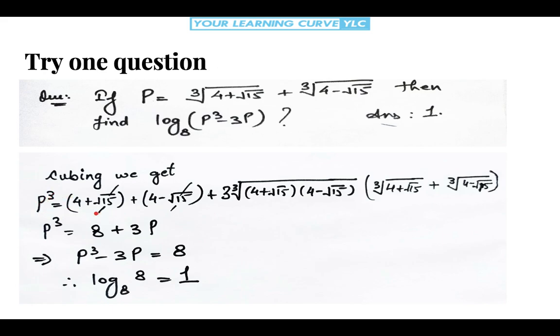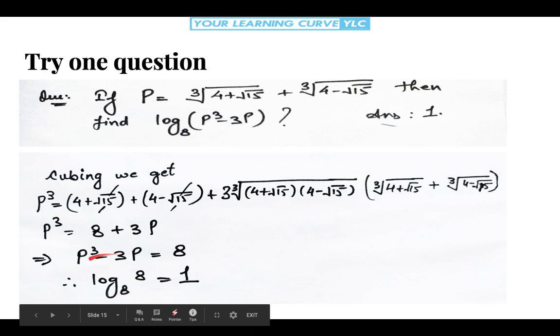Cubing we get a cube, that is 4 plus root 15 plus b cube plus 3ab into a plus b. This expression they have written over here is p itself. And this root 15 gets cancelled. 4 plus root 15 into 4 minus root 15 is a plus b into a minus b. It becomes a square minus b square. 16 minus 15 is equal to 1. Therefore, it reduces to 4 plus 4, 8. This becomes 1. So, 3 into p. So, p cube is equal to 8 plus 3p, or p cube minus 3p is equal to 8.